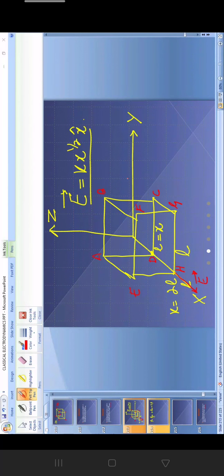Okay, देख लो बेटा. There is a cube. First of all, there is a coordinate system like this, x, y, and z. Then there is a cube like this. So first of all, make a cube. So this one face is A, B, C, D. Another face is this, E, F, G, H. I made a cube like this.